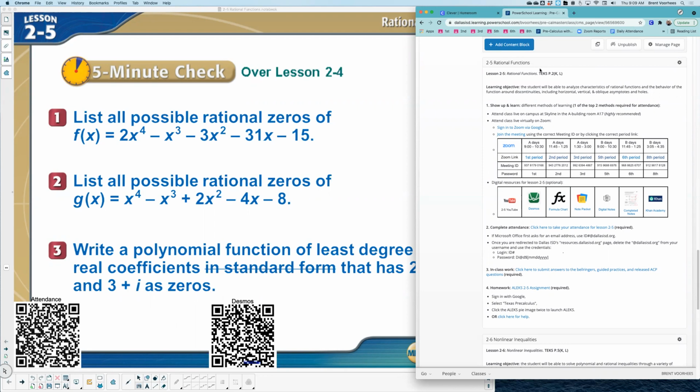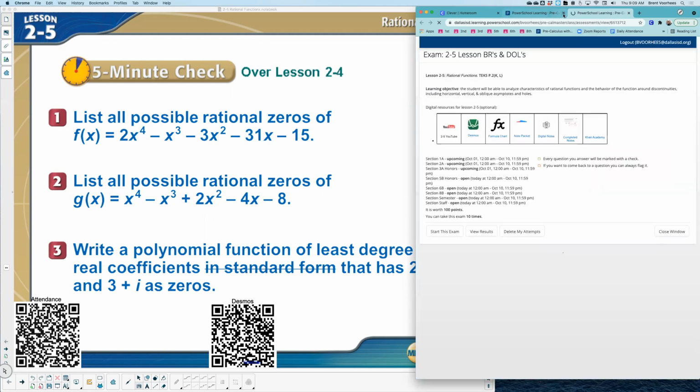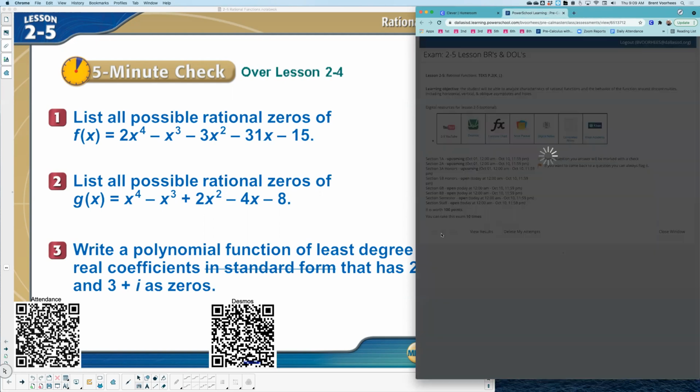So if you're listening to me, you're here, you've accomplished number 1, the 4 tasks. Hopefully you signed your attendance up at the front of the room. I did not check that, but hopefully you signed in. Number 3, in class work, go ahead and click that link. This is where we will submit our packets. Once that opens up, we can start this exam.